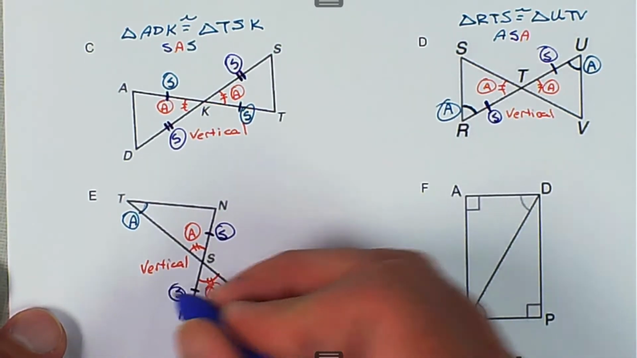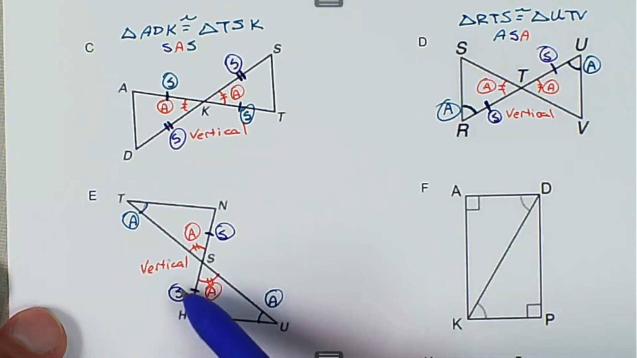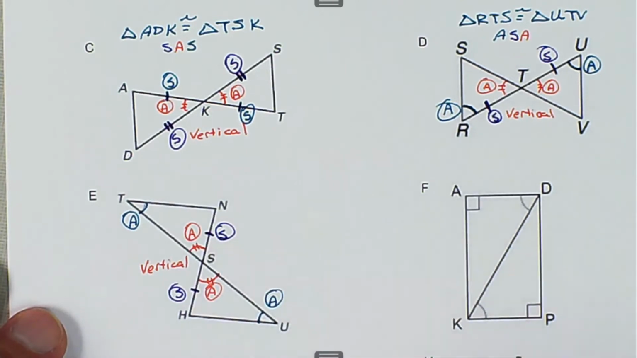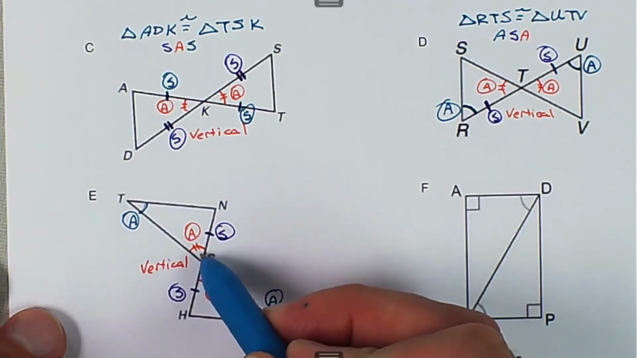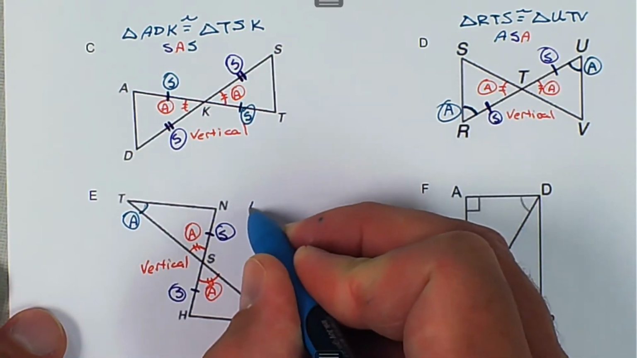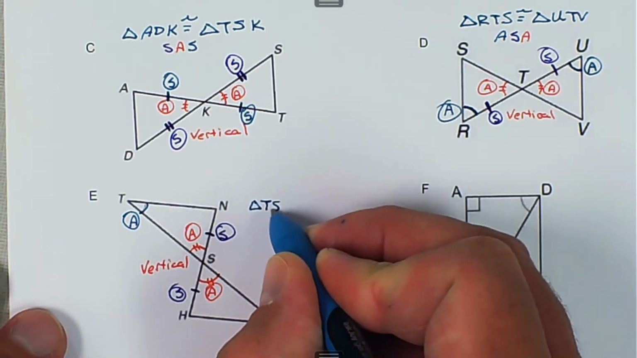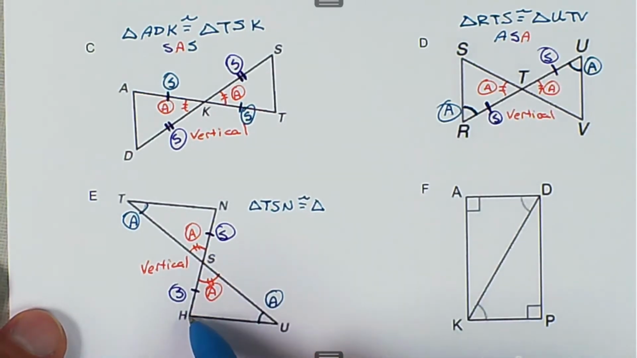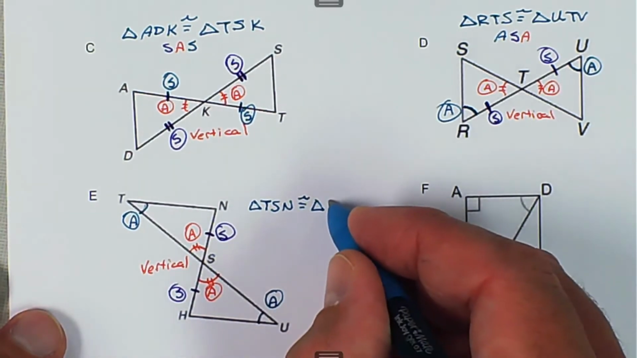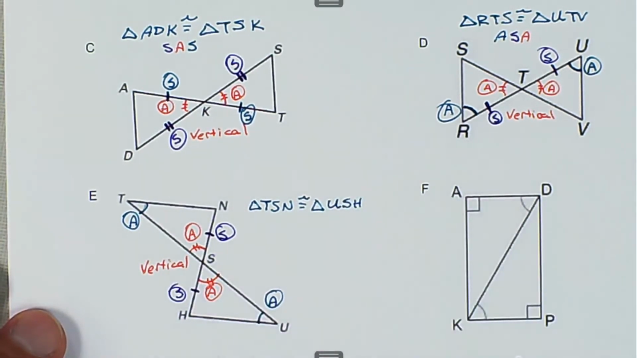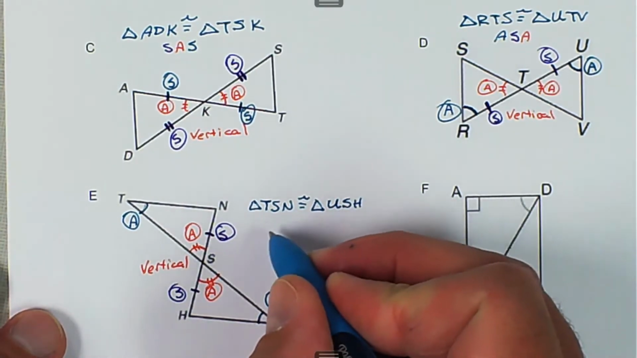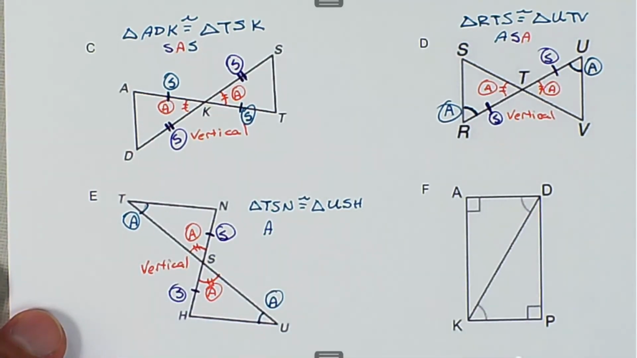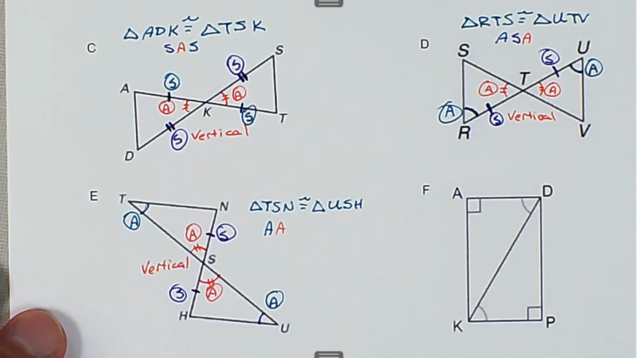And we have one side. So this is angle, angle, side: green, red, blue, green, red, blue, angle, angle, side. So this does work out. So I'm going to go marked angle, non-marked angle. So triangle TSN is congruent to triangle, remember, marked, marked, non-marked, so USH. And the reason that we can say that is angle, angle, side.